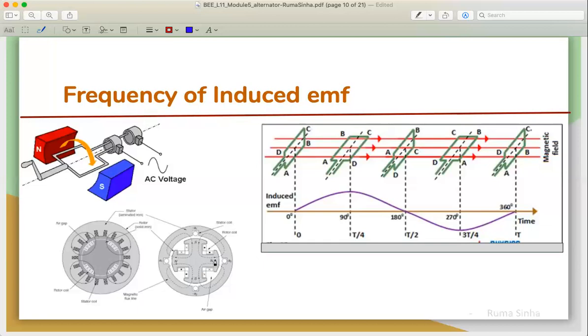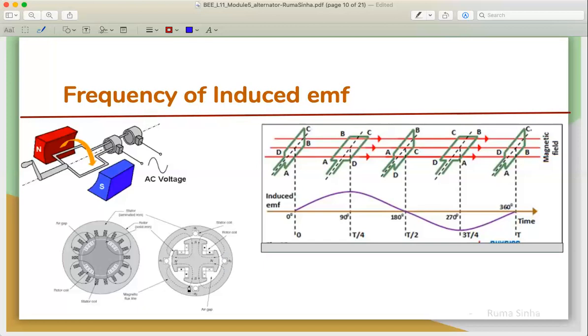Again, if it rotates further, this N pole comes here, and the S pole comes here. Now that S pole will go here and this N pole will come back here. That gives one more 180-degree rotation. So a complete 360-degree rotation of the electrical cycle is obtained from one north to south to the next north.